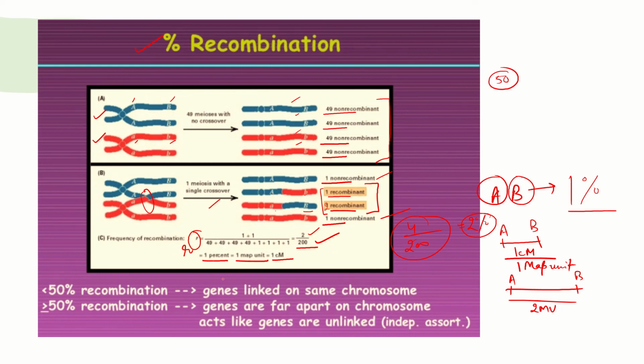If the value for recombinations comes out to be less than 50%, then we say that the genes are linked. They are present on the same chromosome, like in this case, where it is just 1%. Whereas if the value comes out to be more than 50%, then we say that the genes are far apart on the chromosome, meaning they are distantly placed.